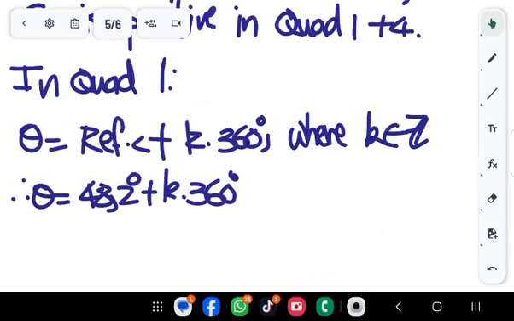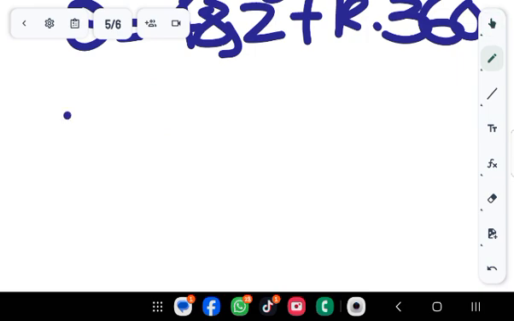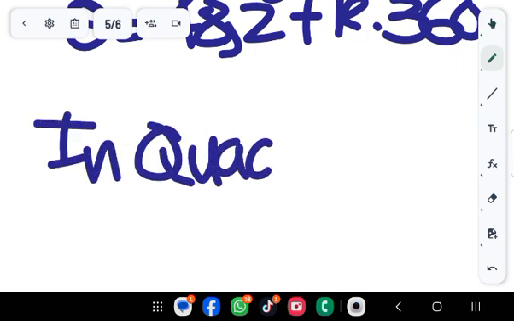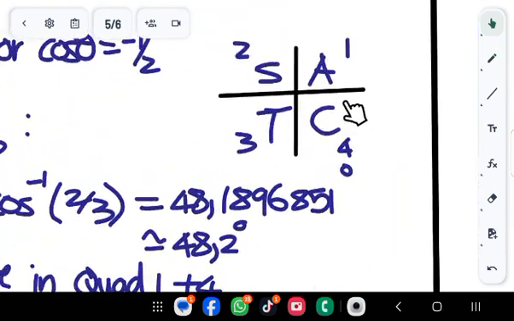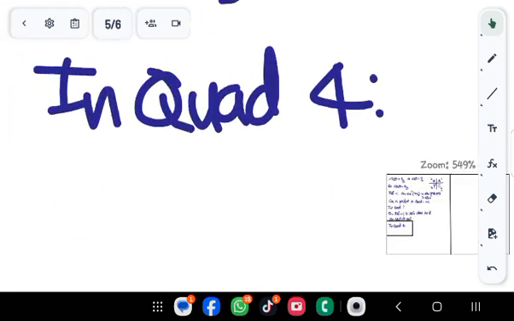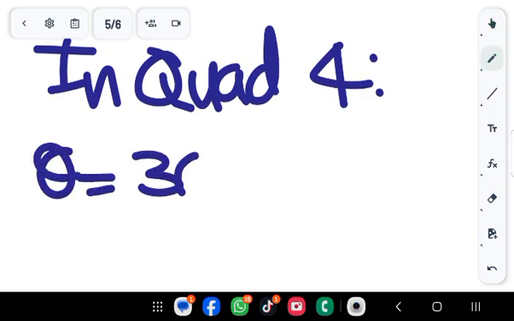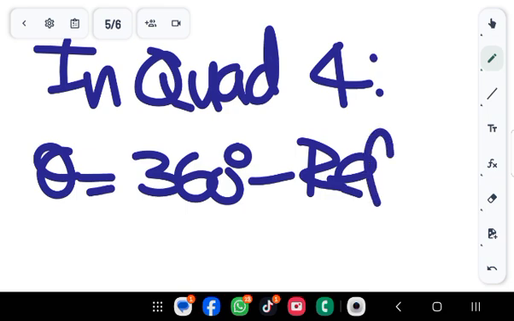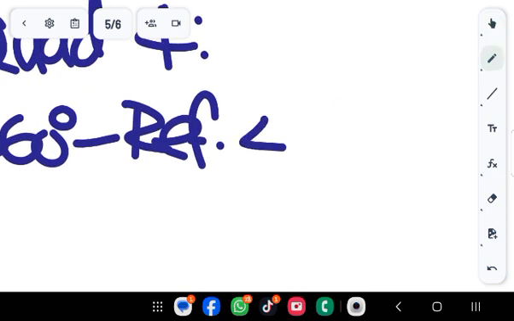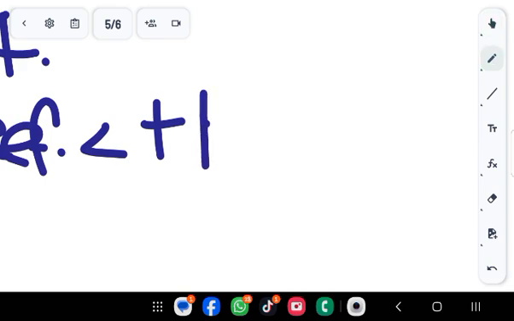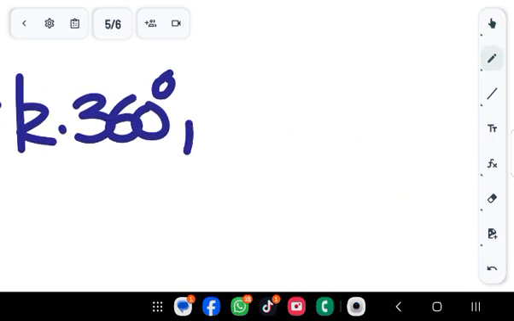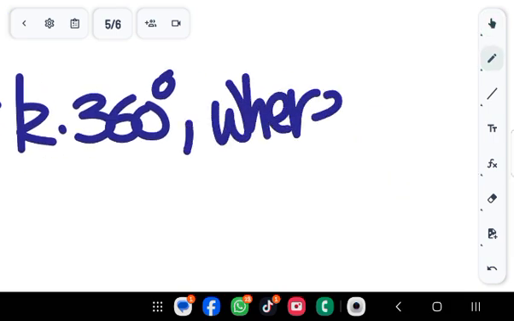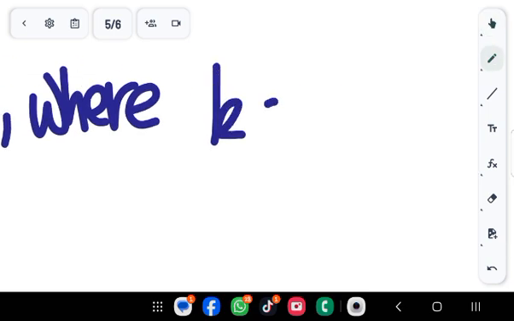Now, that's in quadrant 1. In quadrant 4, this is how we express the angle. It's 360 degrees minus the reference angle. So theta will equal 360 degrees minus the reference angle plus k times 360 degrees, because the period of cos is 360 degrees, where k is an element of integers.